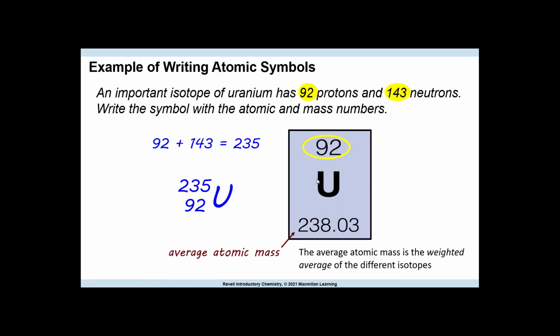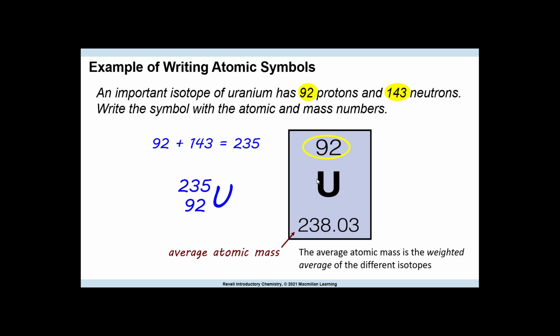Okay, so let's take a look at an example. An important isotope. So there's a key word right there. We're dealing with an isotope. So this isotope's mass will most likely not match the periodic table mass that is shown, and we're going to explain why on this slide. An isotope of uranium has 92 protons and 143 neutrons. Write the symbol with the atomic and mass numbers.